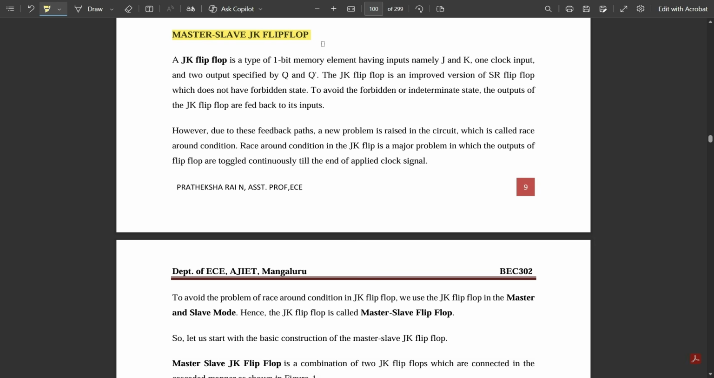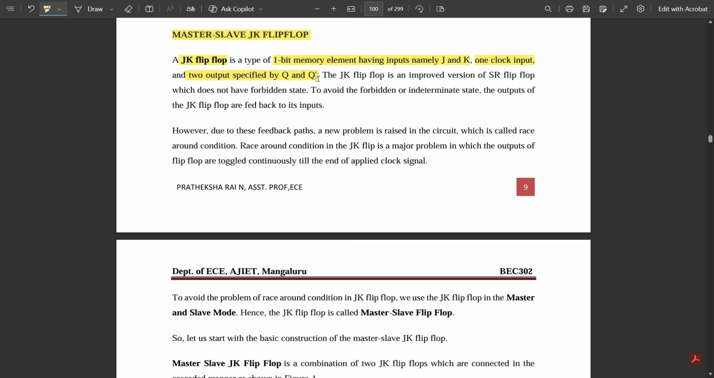Master slave JK flip flop. A JK flip flop is a type of 1-bit memory element having inputs namely J and K. As we have seen in the previous video under the definition of JK flip flop, it is basically a 1-bit element which has the inputs J and K, one clock input, and two outputs specified by Q and Q dash.